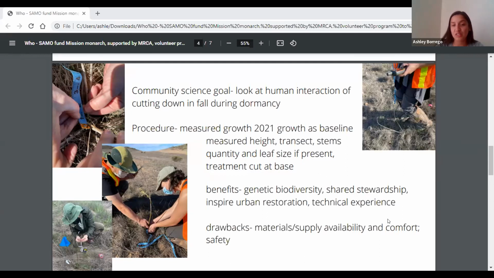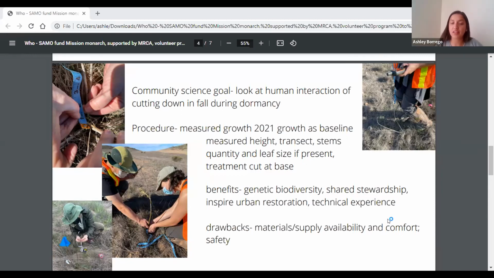So the procedure, we measured the 2021 growth as the baseline. We measured the heights of the plant. We measured the transects, which is just the base of the plant one way and the base of the plant the other way. We measured how many stems were present, if they were from this season or the last season, and then sizes of leaf if they were present. Like I said, we were going out in the fall during this time, so some leaves were gone at that time due to weathering.